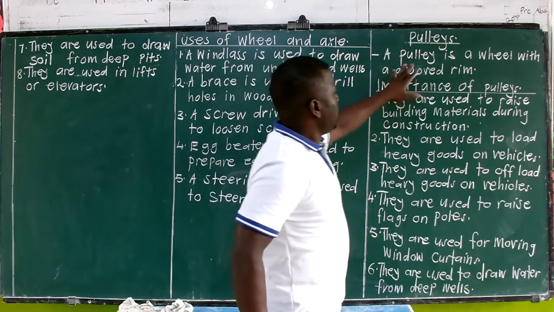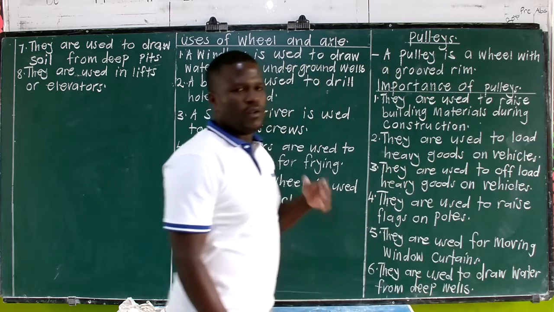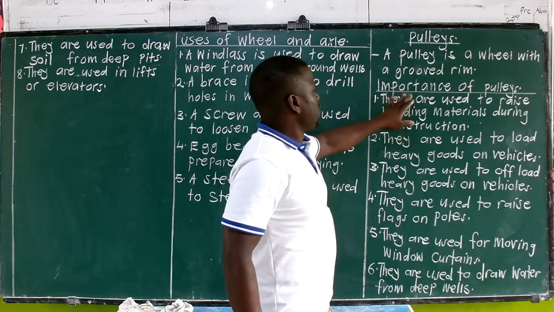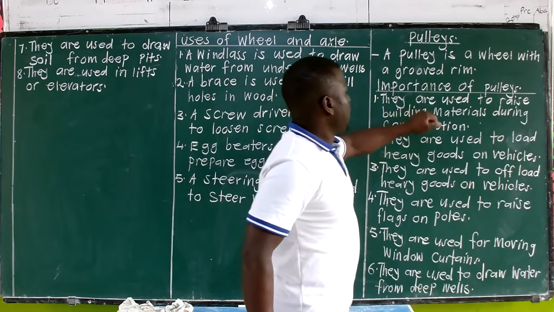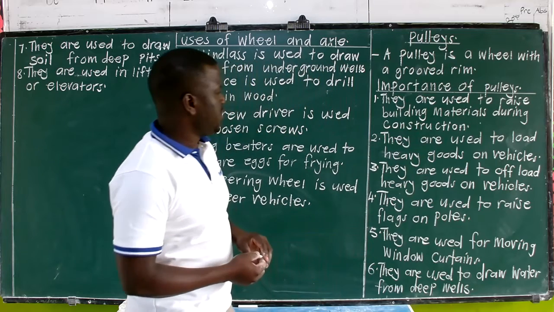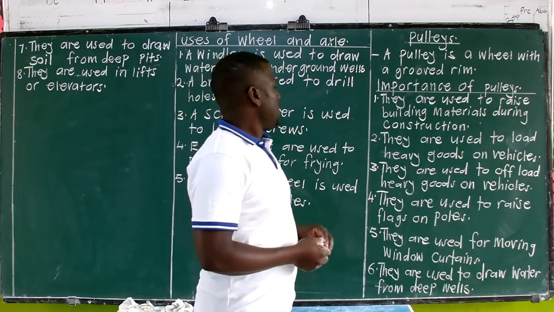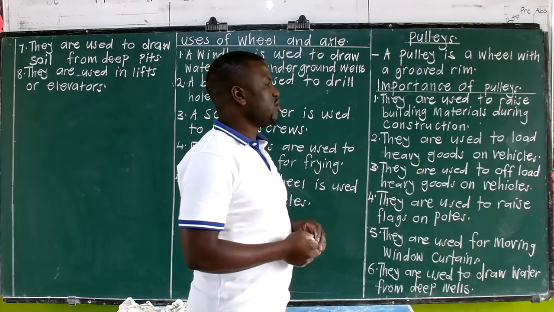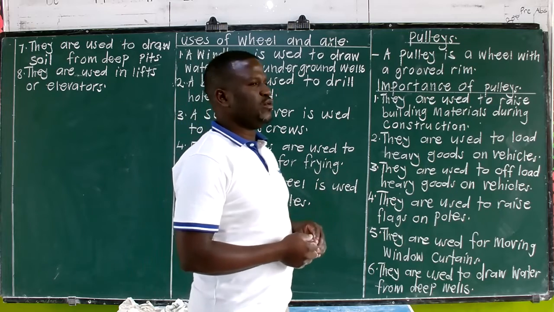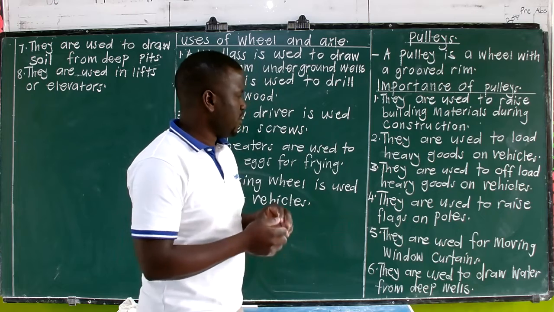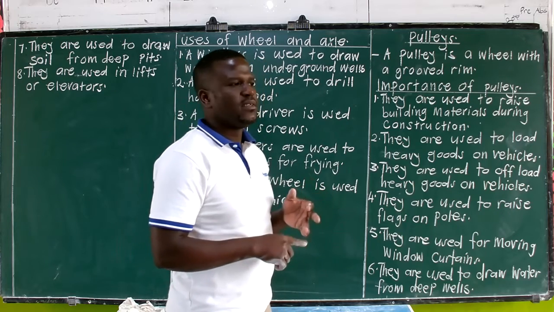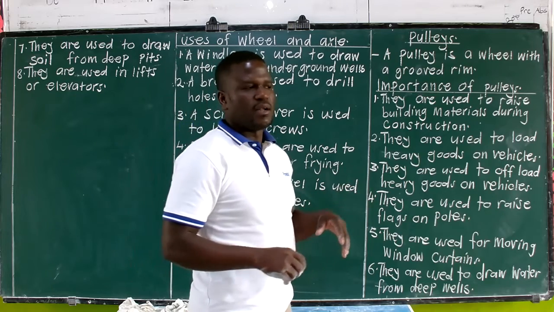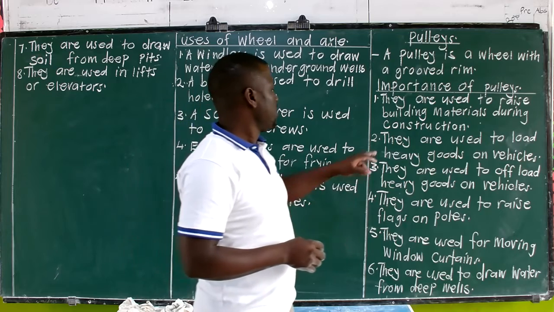One, we say the pulley is a wheel with a grooved rim. Importance of pulleys in our daily life. They are used to raise building materials during construction, especially when they are constructing flats or storage buildings. Sometimes they use pulleys to lift building materials like sand, cement, stones, bricks.